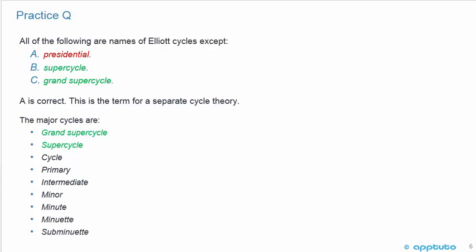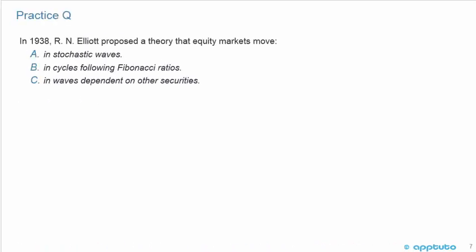So again, just a quick review. The major cycles for Elliott Wave are grand supercycle, which I highlighted in green there, and you can match, they are names. And then don't forget cycle, primary, intermediate, minor, minute, minuet, and subminuet. So again, this practice question is fairly easy compared to the previous chart that we saw and all the detailed description of the characteristics of each wave. And we'll just finish this LOS with one last practice question.